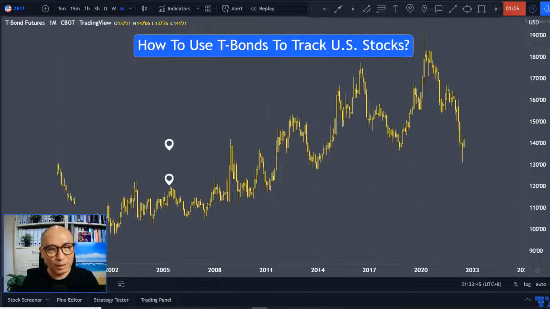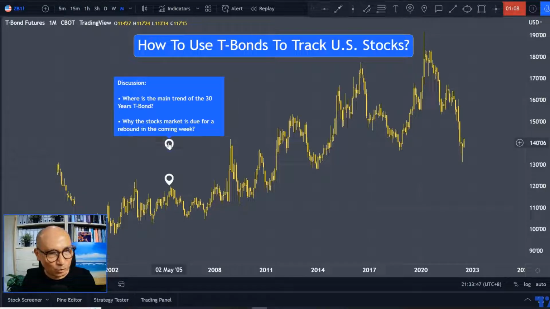Now, there are two key points that I would love to discuss with you today. Number one is, where is the main trend of the US 30 years bonds? And number two, why the stock market is due for a rebound in the coming weeks.